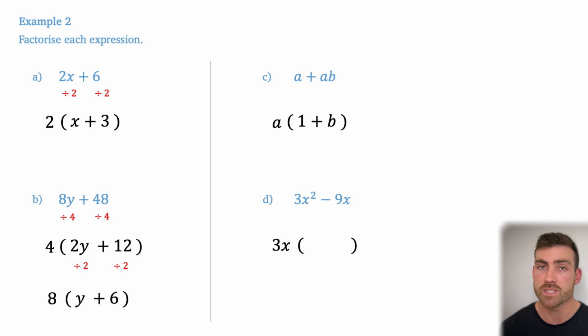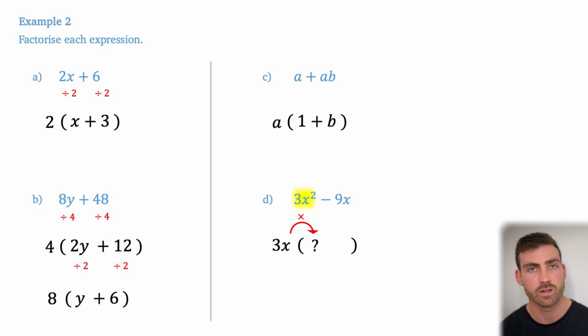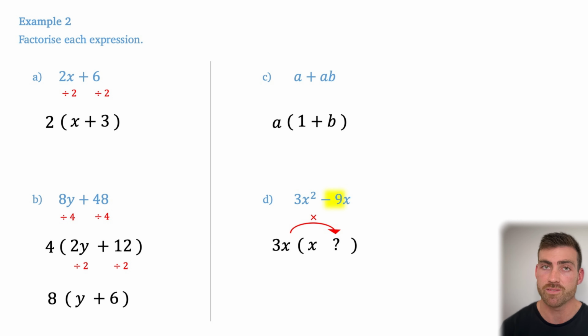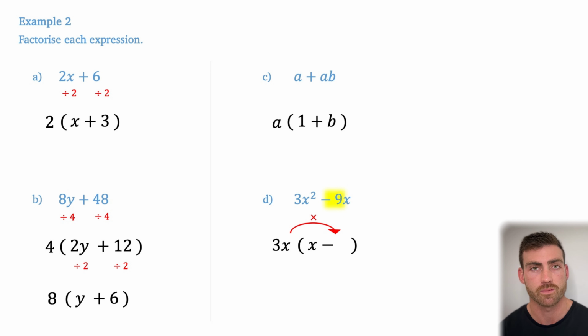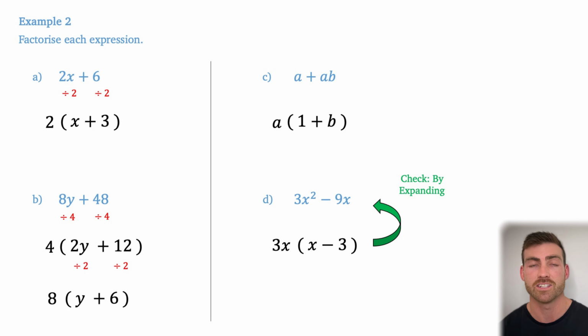Now we find the missing expanding piece. 3x times what gives me 3x squared. This is X. Next, a positive number times a negative number gets you a negative answer. And 3x times what gets me 9x. This is 3, and we are done. Let's check our answer by expanding.